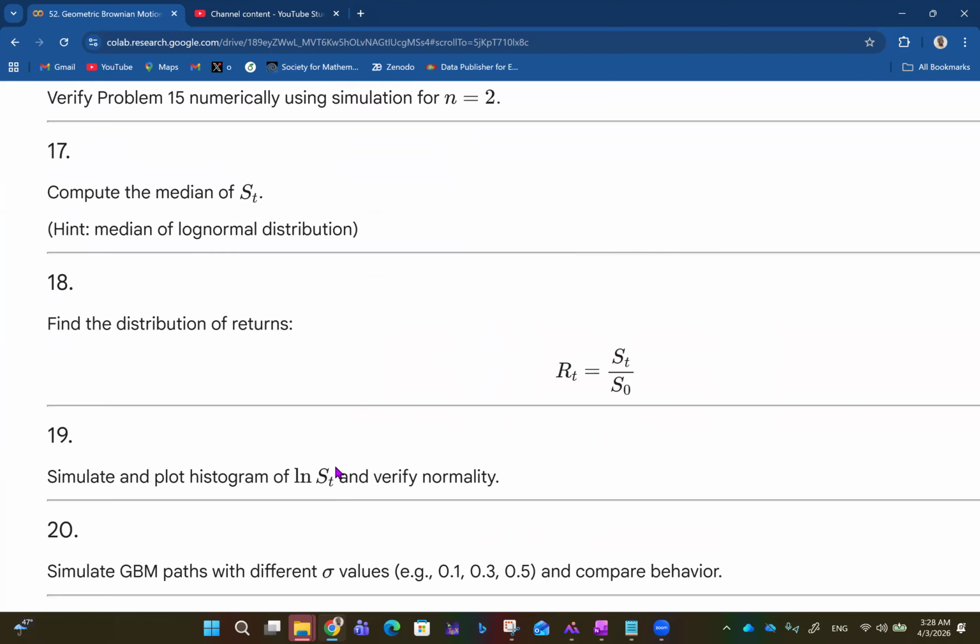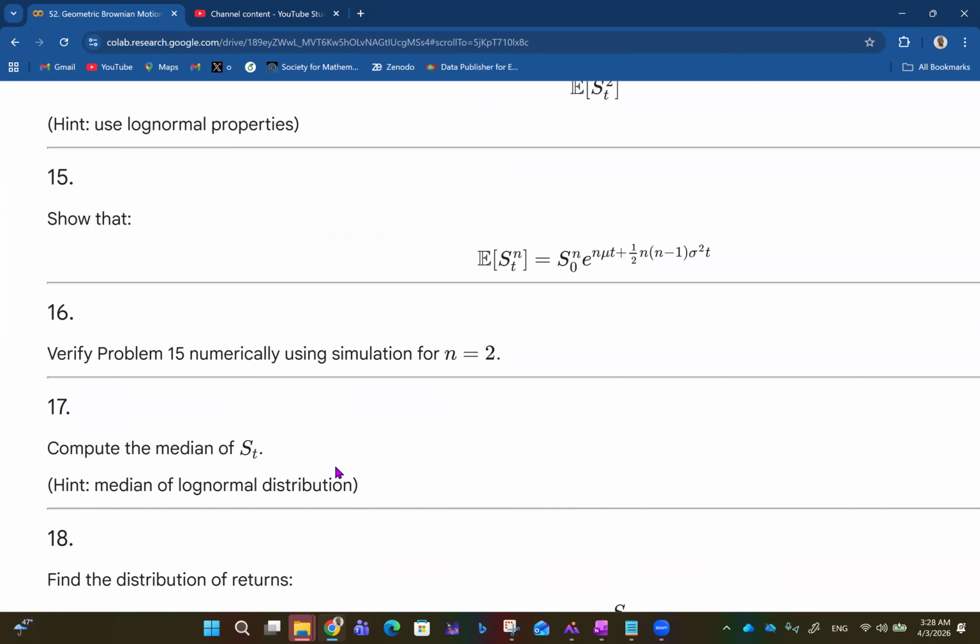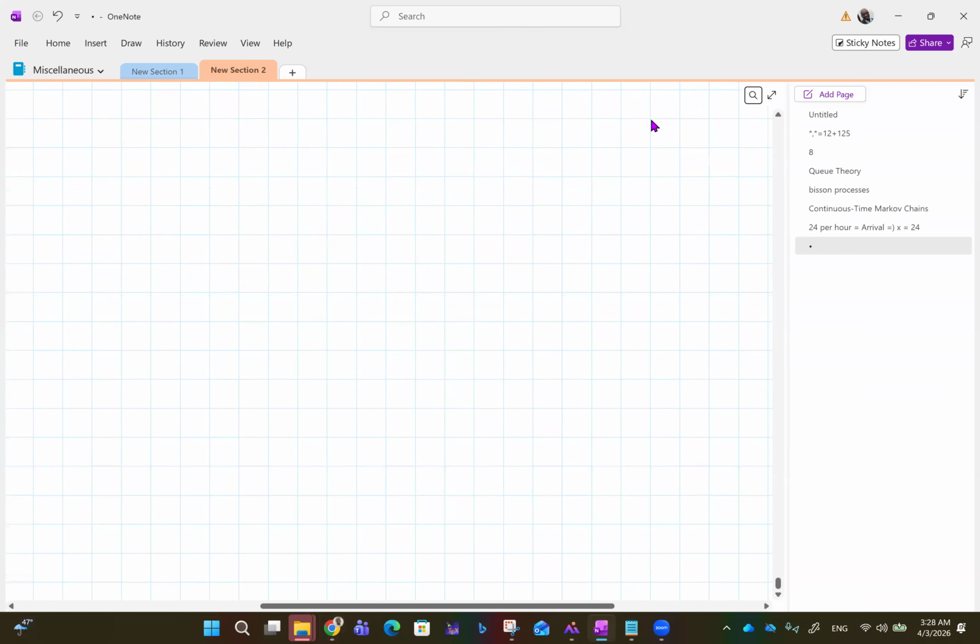So yeah, but I'm solving 15, like I said, because it looks a bit complicated. So I'm going for that. 15 is what I'm dealing with. So want to show that.